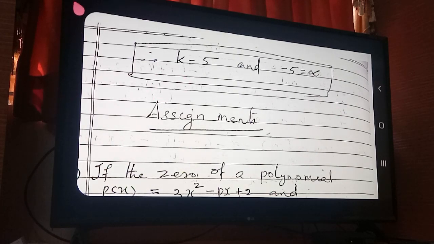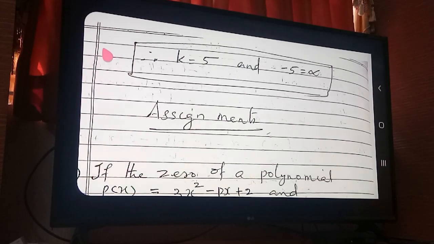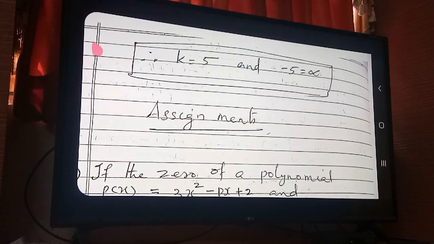Clear? So, linear polynomial, how many zeros? 1. Quadratic polynomial at most 2 zeros. Cubic polynomial at most 3 zeros. And nth degree polynomial at most n zeros. And then we explained about the graph. Linear polynomial graph is always a line and quadratic polynomial graph is always a parabola. If the coefficient of x square, that means a, is greater than 0, it is a parabola open in the upward direction. If the coefficient of x square is less than 0, then it is a parabola open downward.